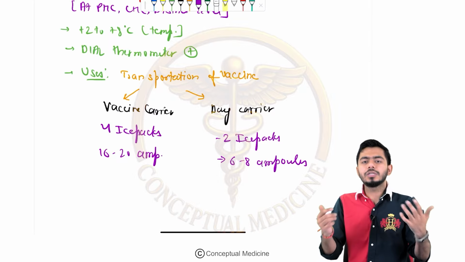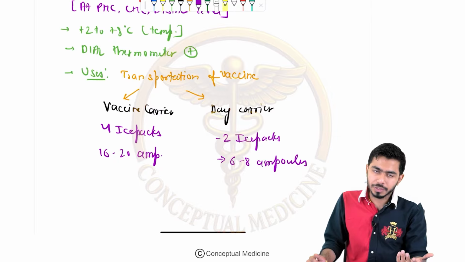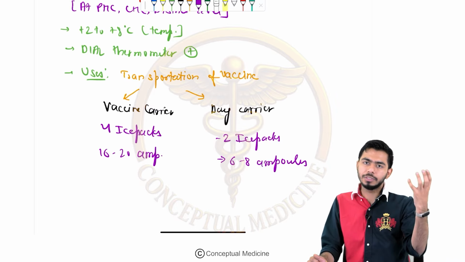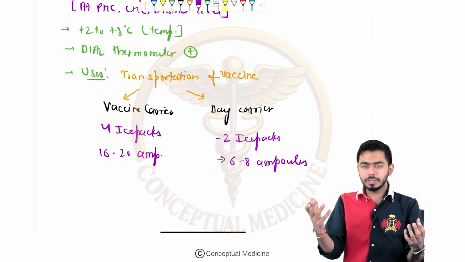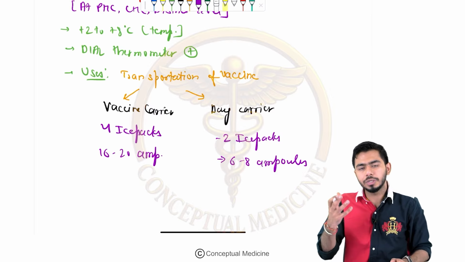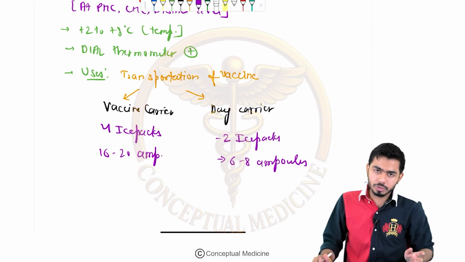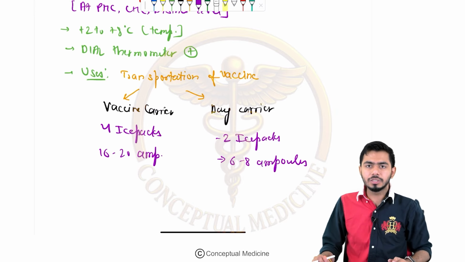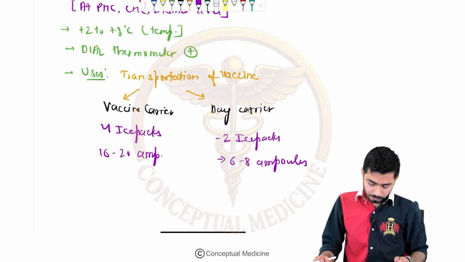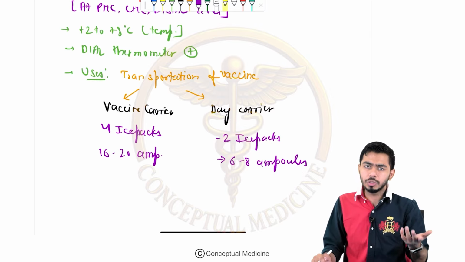So what is the function of the ice lined refrigerator? Simply transportation of the vaccines. We have two important things over here: one is the vaccine carrier, one is the day carrier. In the day carrier, how many vaccines shall we be storing? 6 to 8 ampules. Why is it so? Because we are carrying the 2 ice packs only. And because we are storing more ice packs in the vaccine carrier, that is the 4 ice packs, here we shall be storing 16 to 20 ampules.